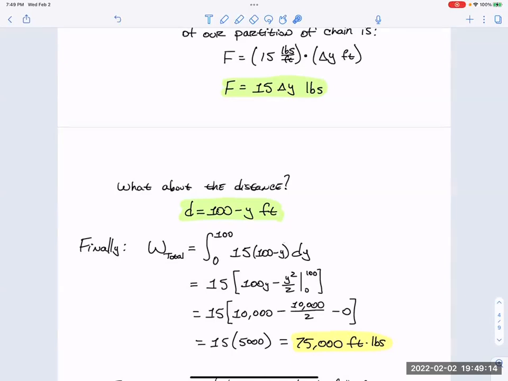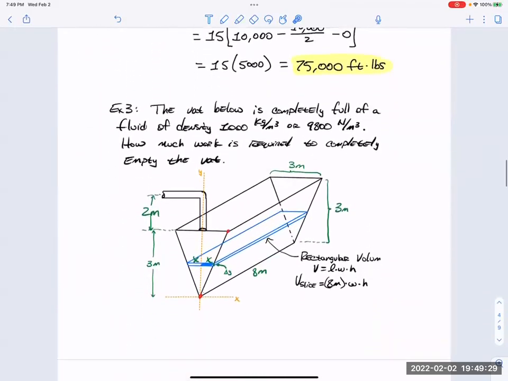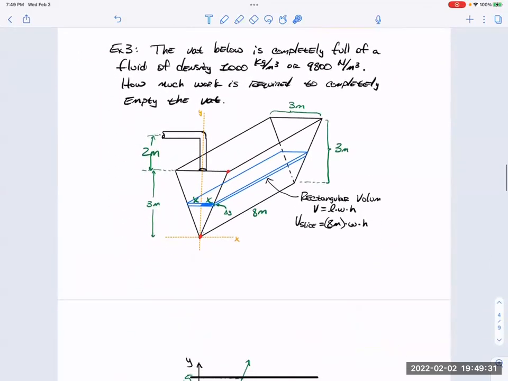Because we did a spring, we did a chain, and now next what we need to do is get to tanks that are full of water, a fluid. So now we've got this picture here. We're going to get started on this and then we'll take a break. All right. Now in this problem, this is our example here, example 3.